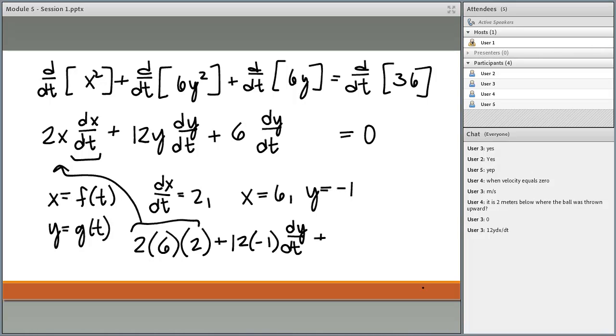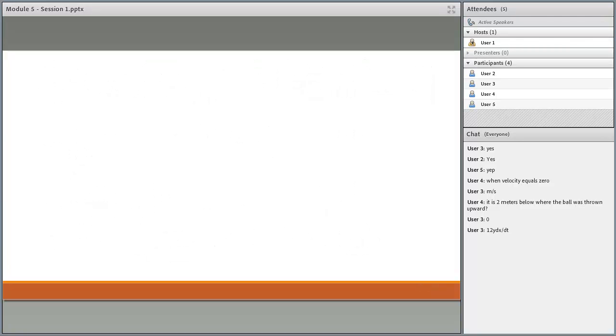Plus 6 dy dt, again, we don't know. And all of that equals 0. So I plugged in the x value, I plugged in the y value, and I plugged in dx dt because those were what we were given. Let me go to the next page and rewrite that.